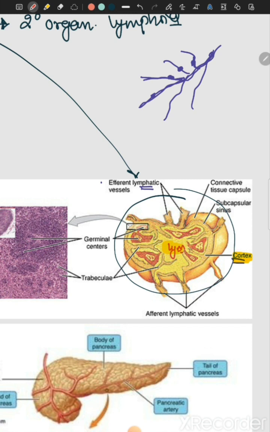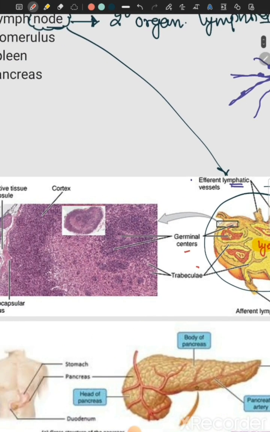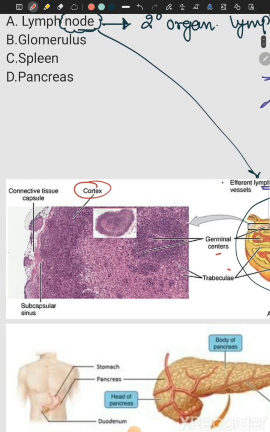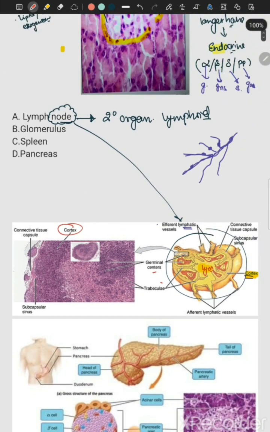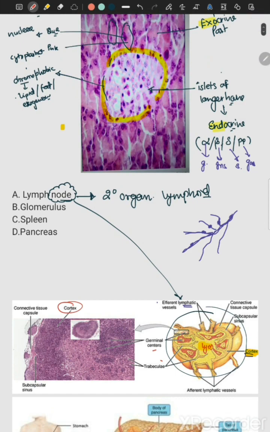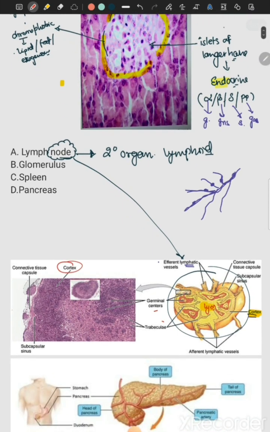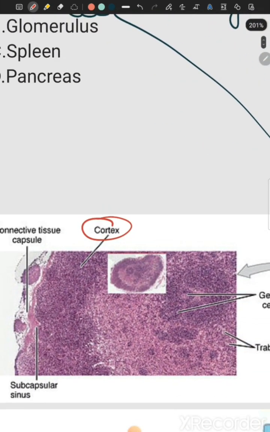There is an ill-defined zone called the paracortex, which contains the T lymphocytes. So here are the given follicles and germinal centers, and you can see that this one is the cortex part. So when you look at the image, if the dense blue color is split in this kind of structure, it is from the lymph node.